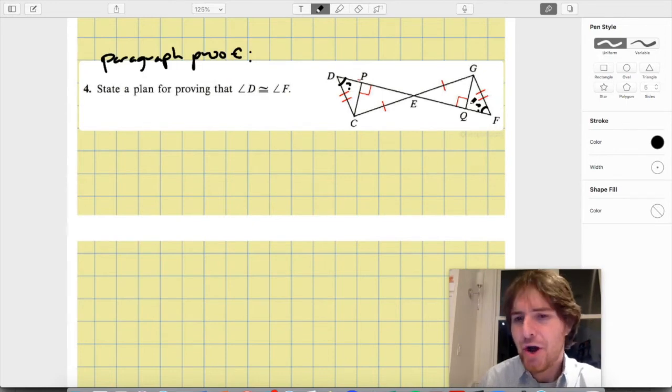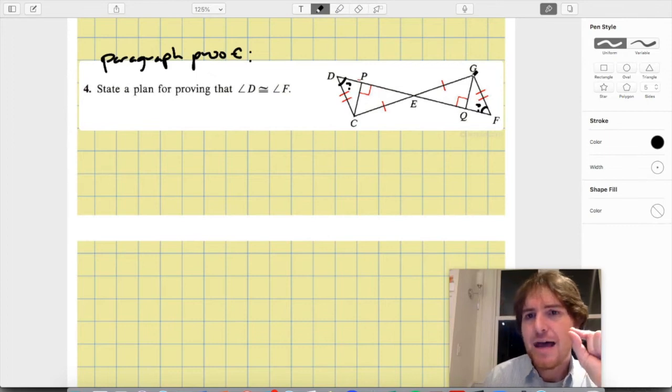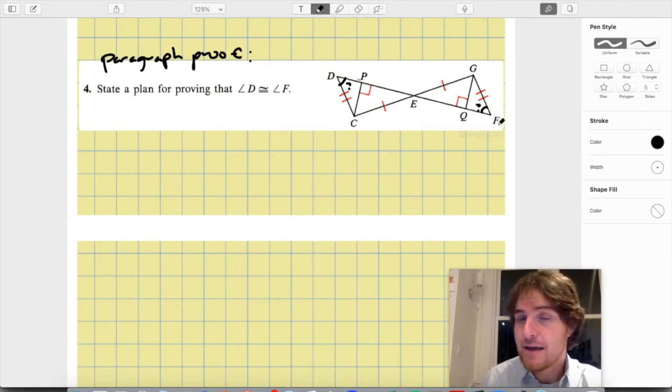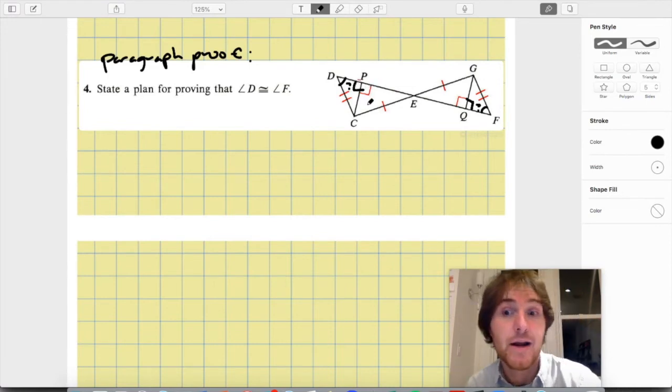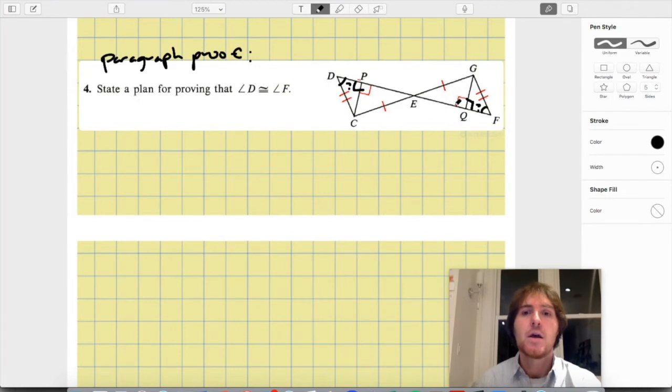I know that GQ and PC are perpendicular to line DF. Line DF here. So these two things are perpendicular. That means that this is a right angle here. This has got to be a right angle here. If you're perpendicular, you form four right angles. Definition of perpendicular right there. And then it takes a little bit longer here.